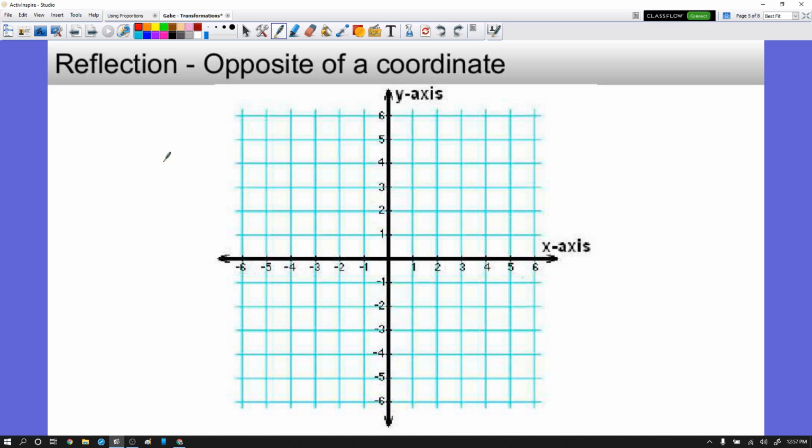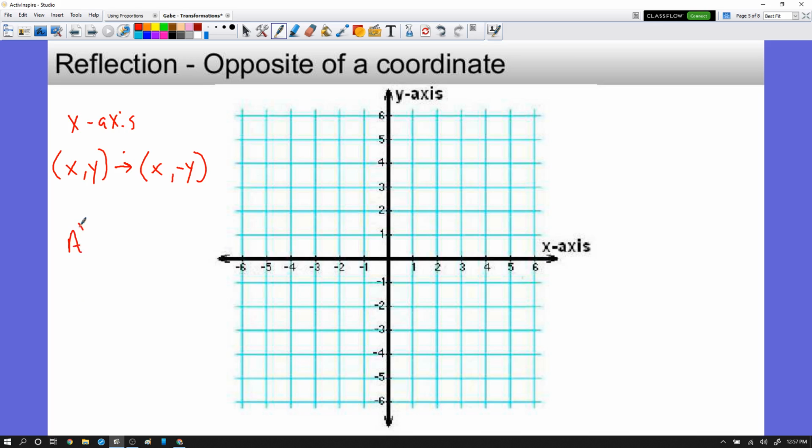All right, taking a look at reflections and just taking the opposite of a coordinate, the thing that I wanted to emphasize was the rule. And this is the algebraic rule or the way that you can write it. So anything that's going over the x-axis is going to be the opposite y value. So you have your original coordinates of x, y, and then it will take the opposite of the y value. So here's an example of what that would look like.